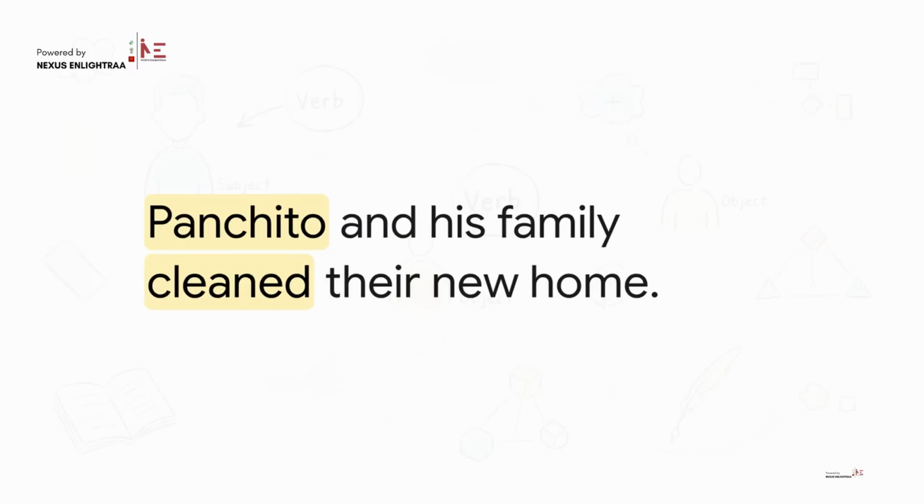And here we see the ultimate combination in one beautifully structured sentence. Panchito and his family unpack their belongings and clean their new home. Notice how we have a bold compound subject, Panchito and his family, paired up with an underlined compound predicate, unpacking and cleaning. It's a highly efficient, clear way to communicate a lot of information at once.